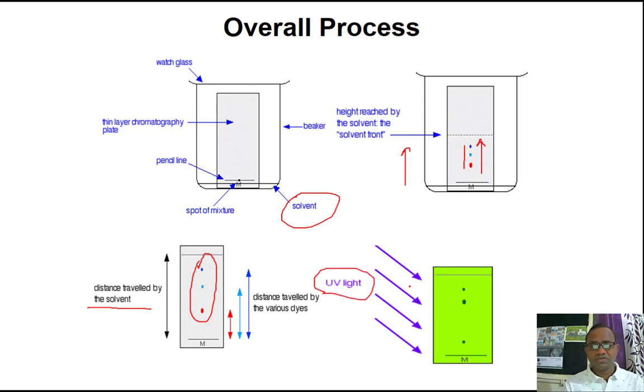And for the detection, in case of a fluorescent molecule, we simply have to shine the UV light on the plate so that the sample spots become visible, because they fluoresce. So this is the overall process of TLC.